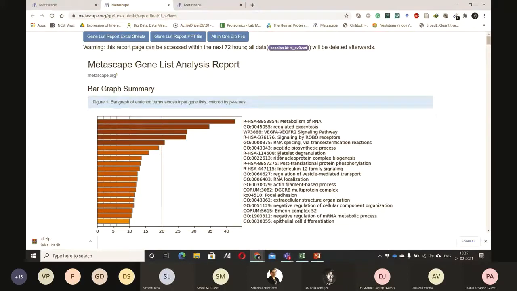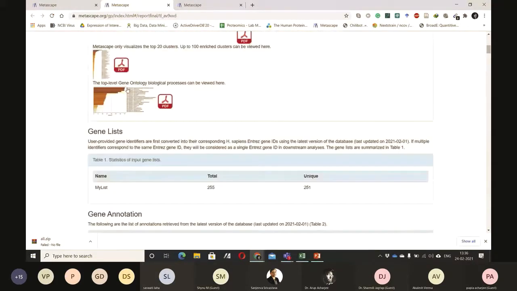Now, the interesting things you need to study as we go down. You see, it is showing platelet degranulation, interleukin 12 family signaling. These are very trademark signals that this is a disease pathway. Platelet degranulation won't happen in a healthy patient. Similarly, if you go down, there is also the top 11 gene ontology biological processes.